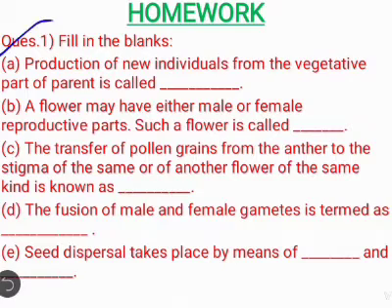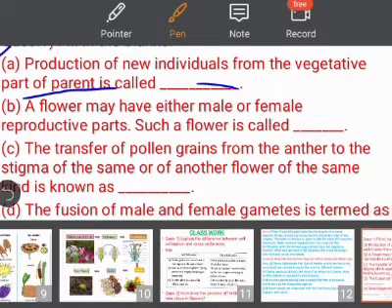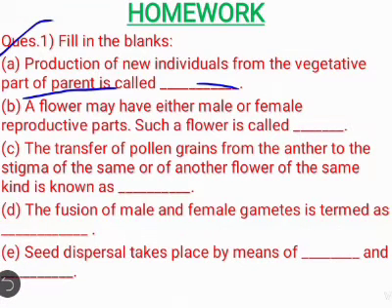The first question of your homework is fill in the blanks. First fill-up: production of a new individual from the vegetative part of the parent is called. You have to write the correct answer. Now the second one: a flower may have either male or female reproductive part. If a flower has only one reproductive part, either male or female, such a flower is called, whether it is a unisexual flower or bisexual flower, you have to write the correct answer.